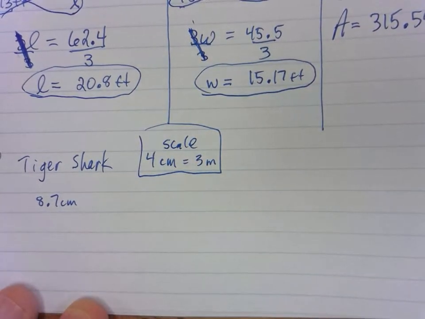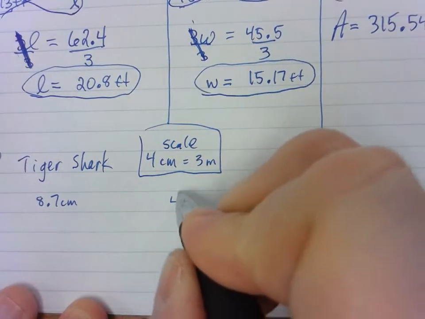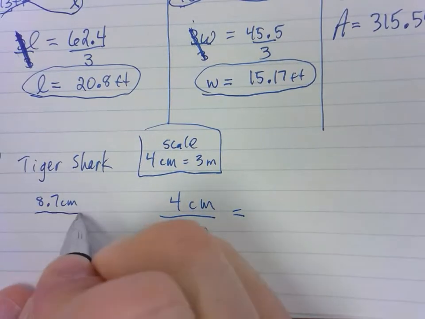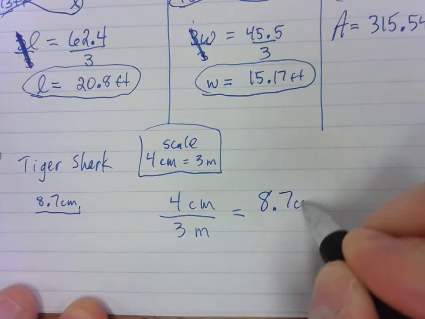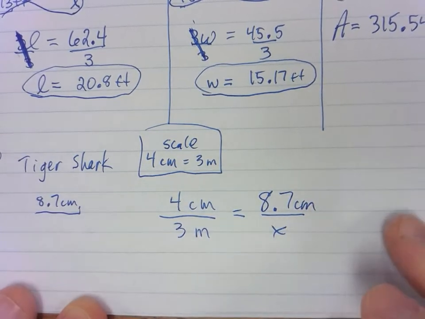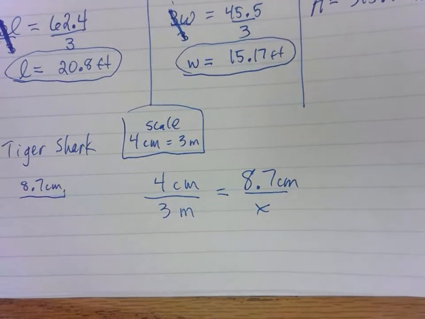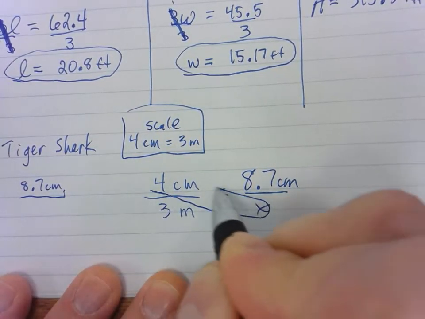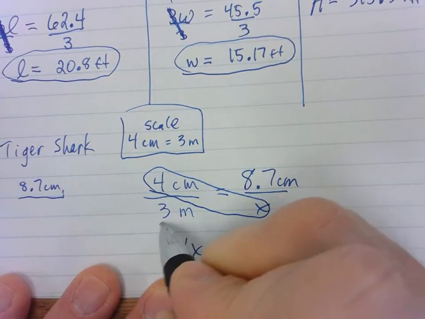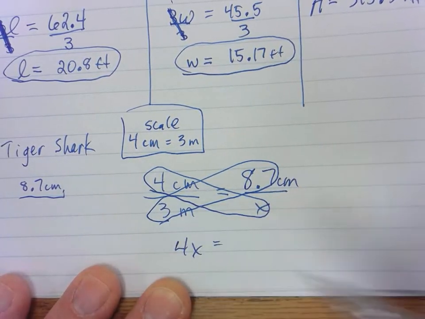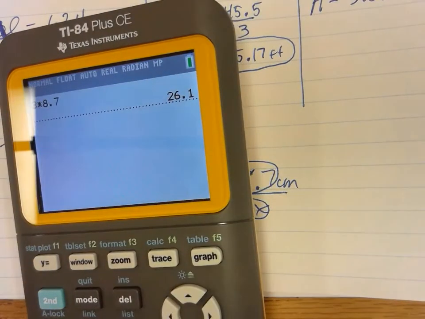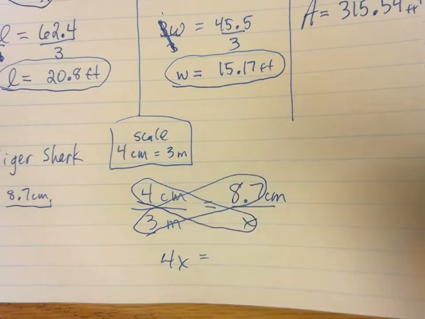You don't have two dimensions to do on this one. So you go 4 centimeters over 3 meters equals, now our measurement we had here was 8.7 centimeters over x. So again, we're setting up a proportion. Now we've got to solve the proportion. Simple stuff, right? We're going to do a cross product here. 4 times x is 4x. 3 times 8.7 is 26.1. Hopefully you can see that right there.